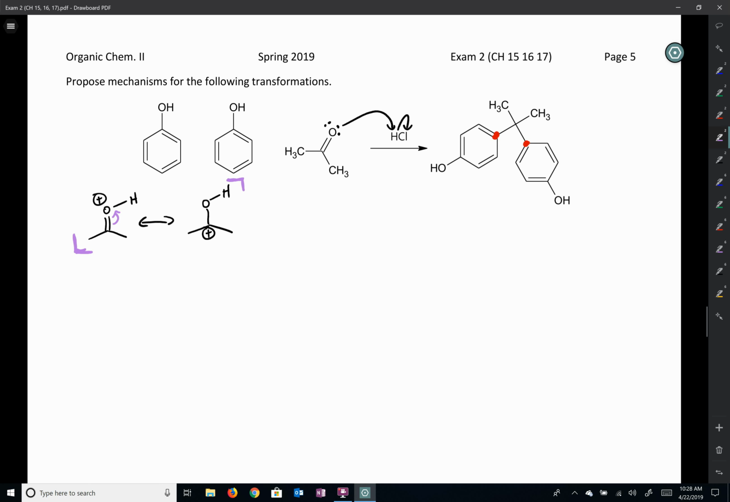Activating means that the aromatic ring is more reactive towards substitution, right? It's easier to get the aromatic ring to react. Hopefully that makes sense. I don't know how else to describe this. If you're activating something, you're activating it towards acting. So what that means is we don't have to have as good of an electrophile with an activated ring.